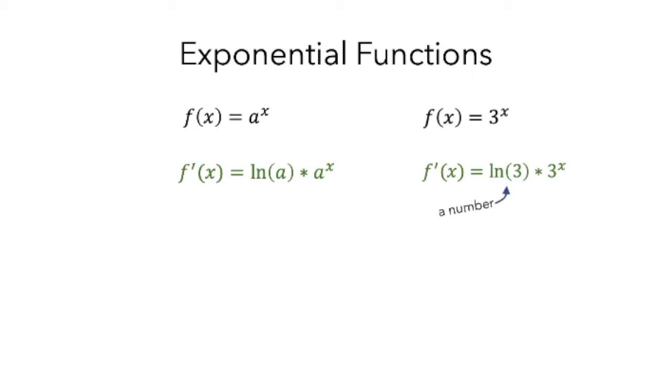So the derivative of an exponential function, f of x, is a constant multiple of f of x. And that's why the graph of f prime of x had the same basic shape as the graph of f of x.